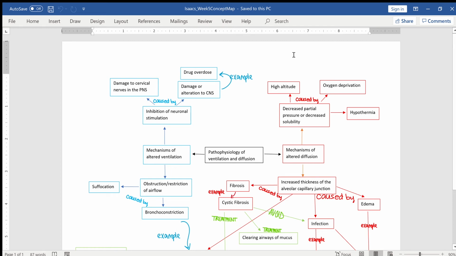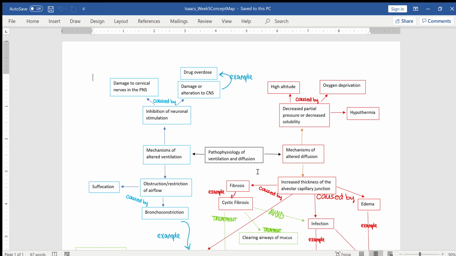Hey guys, so I'm looking at my concept map here. You can see that in the middle, I start with the pathophysiology of ventilation and diffusion, because I like to start in the middle, making it a spider map type deal. I like the center to be the first idea of what I'm thinking of, and then I spread out from there.